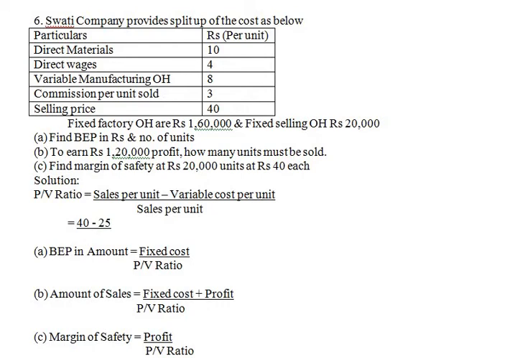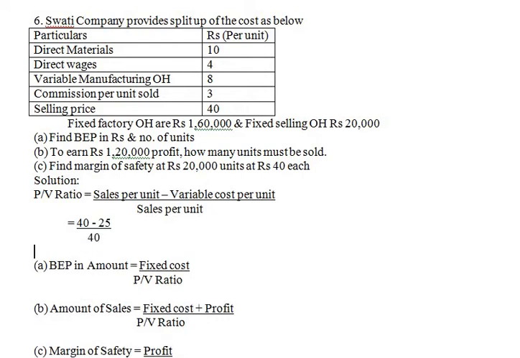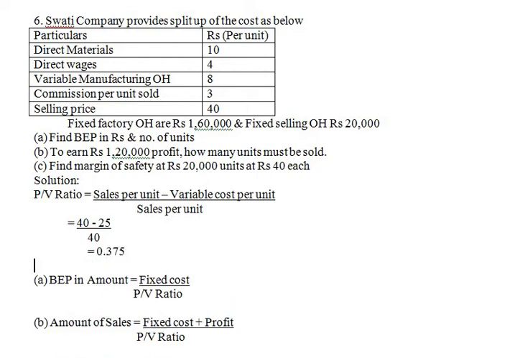by selling price is 40. So that is equals to 0.375. Okay. Now this is PV ratio. Now we will find out BEP in amount.